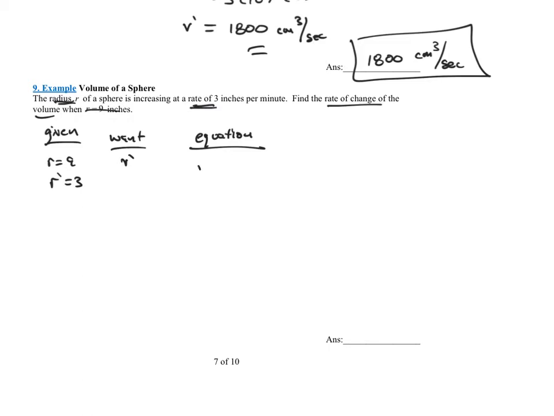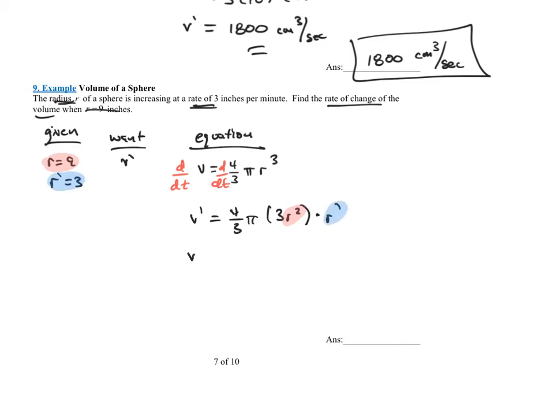The equation for the volume of a sphere, if you remember, is 4/3 pi r cubed. What do we do? Take the derivative with respect to t of both sides of this. The derivative of V is V prime. Remember, 4/3 pi is a constant multiple, so that stays out in front. The derivative of r cubed would be 3r squared. Don't forget the chain rule, multiplying it times r prime. Look at the given information here. We know what r is. r is 9. We know what r prime is. r prime is 3.